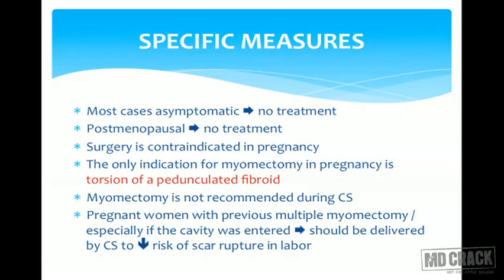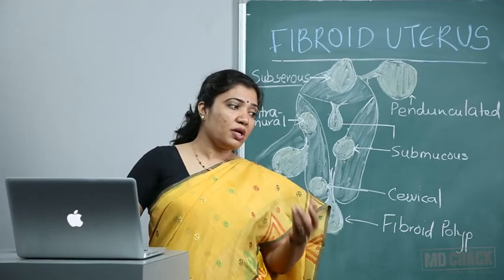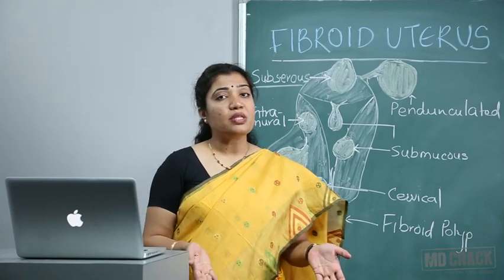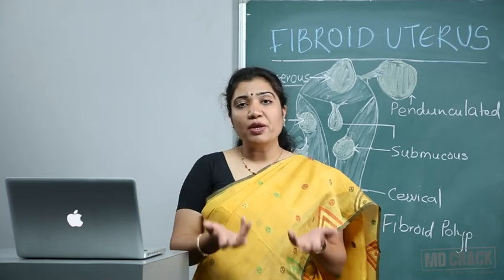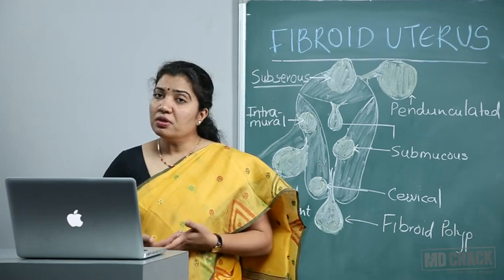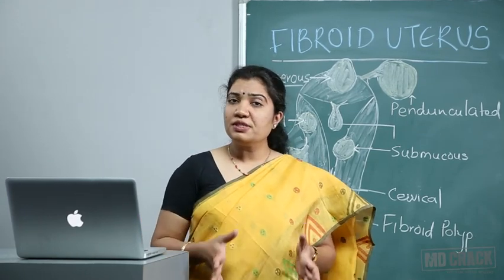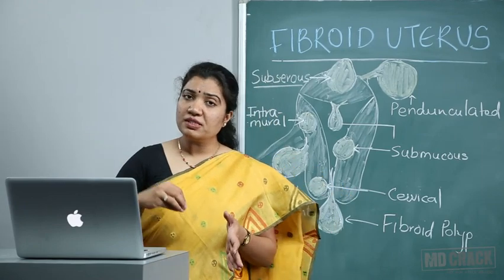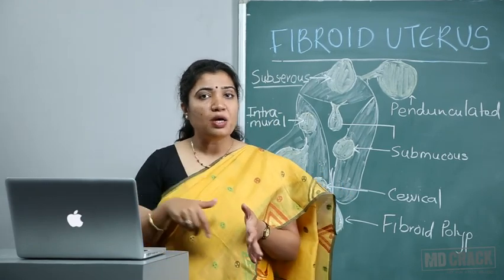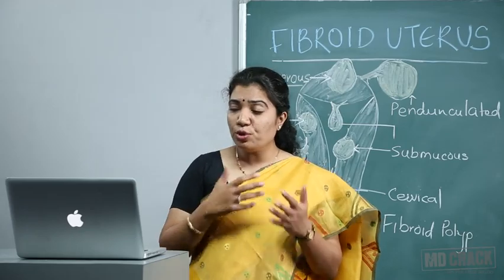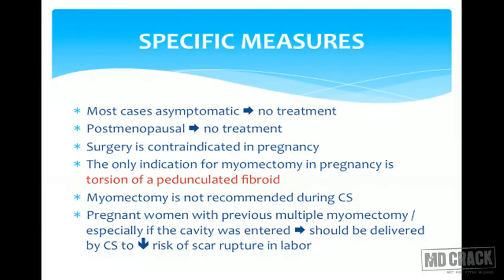Myomectomy is also not recommended during cesarean section because this thought comes to our mind that we are anyways opening the abdomen, taking out the baby, so why not the fibroid as well? But remember, the pregnant uterus has profuse blood supply, it's congested, and the fibroid has its own blood supply. It's very difficult to take out that fibroid during pregnancy. There would be huge blood loss. So, myomectomy is never to be done along with cesarean section.